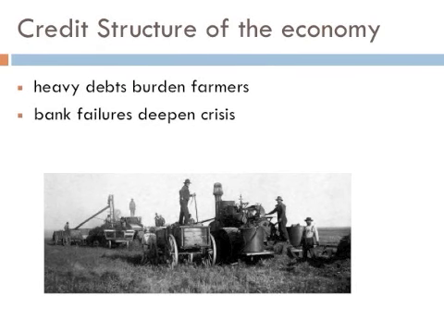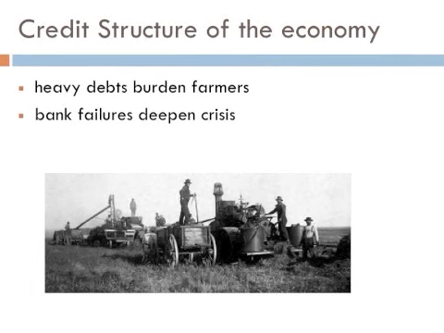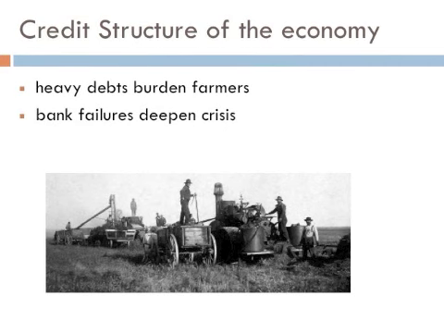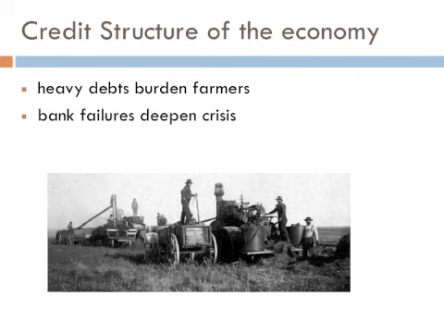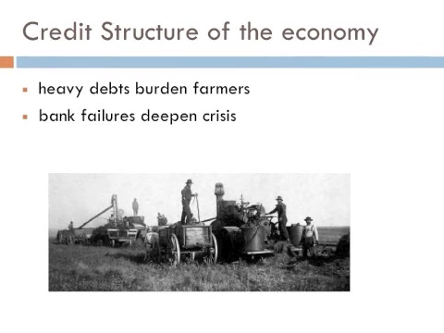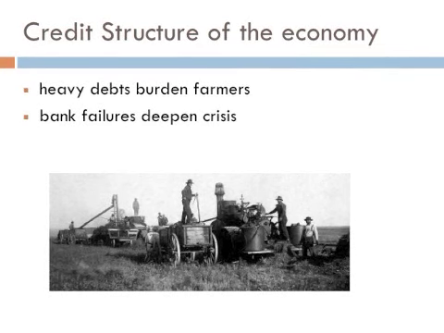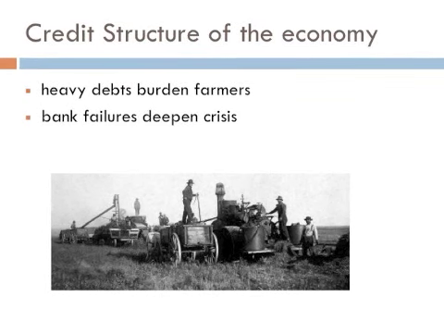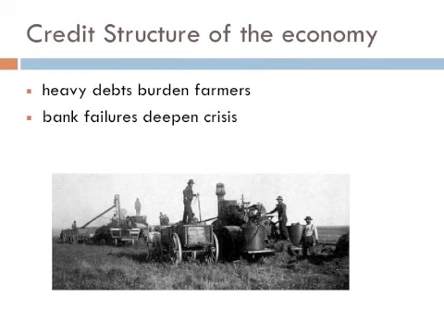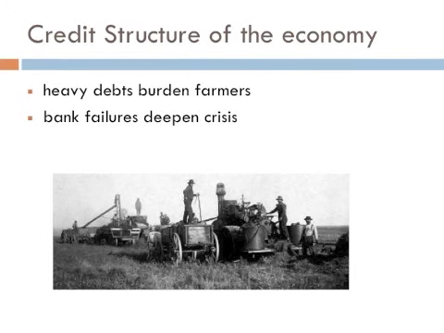The next thing we've got is the credit structure of the economy, and basically what that means is we've got a lot of debt coming from a lot of places in this economy. First of all, farmers are looking at significant amounts of debt from the reasons we've talked about, having to borrow money to put their crops in every year, and then the prices of those crops when they harvest them not keeping up with the prices they paid. So it leads to a perpetual cycle of debt.